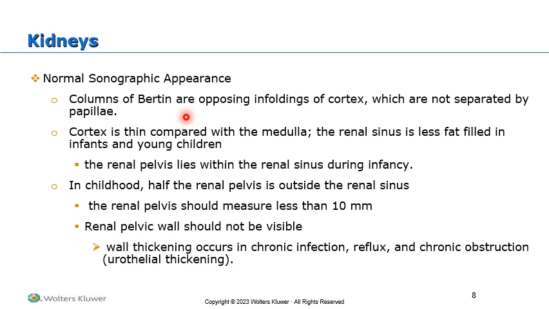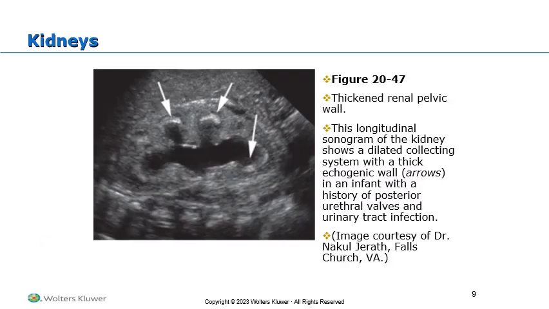The renal pelvic wall also should not be visible. If we start getting visibility of that pelvic wall, it probably means that there's some sort of infection or some long-term damage to that pelvic wall, causing it to become fibrosed. So what we should see is just a transition or a very, very thin pelvic wall in these pediatric patients.